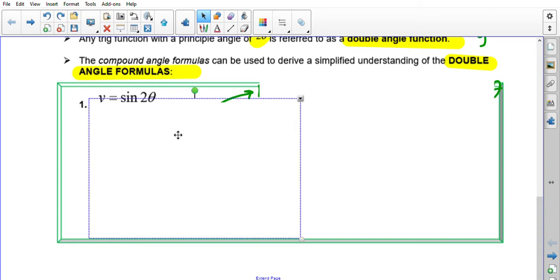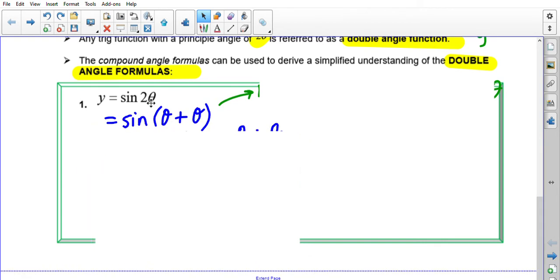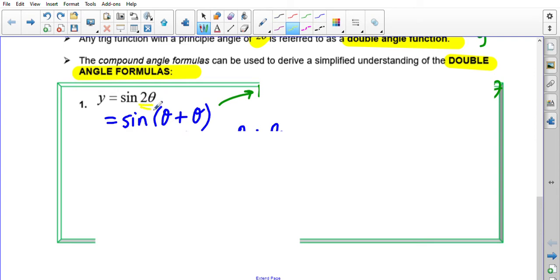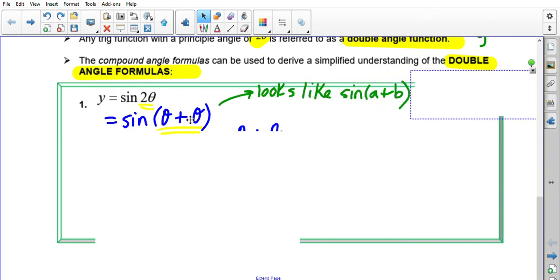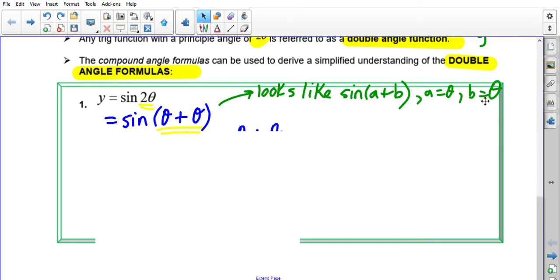Okay, so y equals sine 2 theta. I could rewrite 2 theta as theta plus theta. That would simplify to 2 theta again. So let's see what happens there. When I write it as sine of theta plus theta, I'm thinking to myself, that looks like sine A plus B, from the previous lesson. In this case, the A would be theta and the B would be theta, because they're the same thing. So let's plug that into our sine A plus B formula.